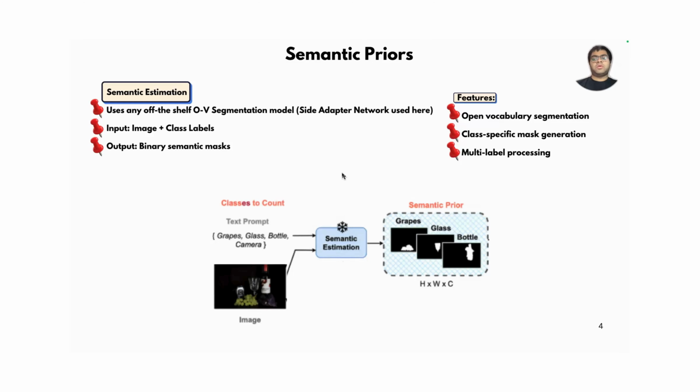The semantic estimation module uses open vocabulary segmentation models like the SAN, side adapter network, to generate binary semantic masks for class-specific regions. It takes in an image and the category level texts as inputs and generates semantic masks for each category. This facilitates OmniCount for open vocabulary class-specific segmentation of multiple categories in the image. Due to the open vocabulary nature of the side adapter network, it can segment objects from various categories without requiring any form of training.